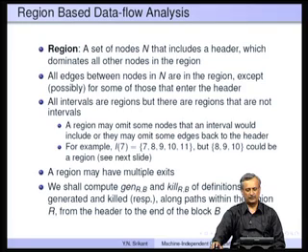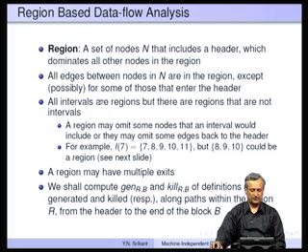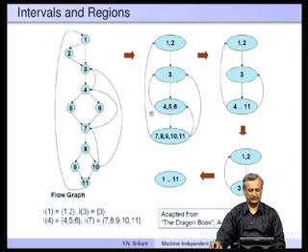So, we looked at regions very briefly. So, let us recapitulate what exactly regions are. A region is a set of nodes N that includes a header which dominates all other nodes in the region. All edges between nodes in N are in the region, except for possibly some of those that enter the header. So, it is very easy to give you some examples of this.